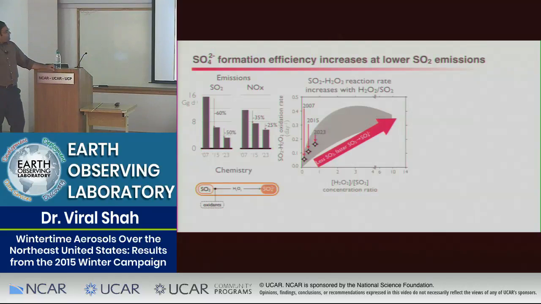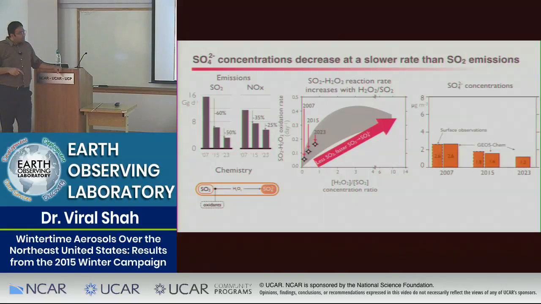And we find that as SO2 emissions decrease, the ratio of H2O2 to SO2 is increasing, which means that there is a higher oxidation efficiency of SO2 to sulfate. So although SO2 emissions are going down, more of the SO2 is getting oxidized to sulfate, and the sulfate concentrations are decreasing far slower than the change in SO2 emissions. So it's the oxidation efficiency that's getting faster at lower SO2 emissions that's having an effect on sulfate concentrations.